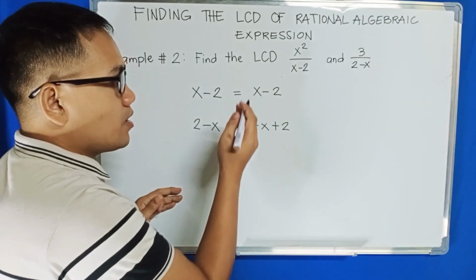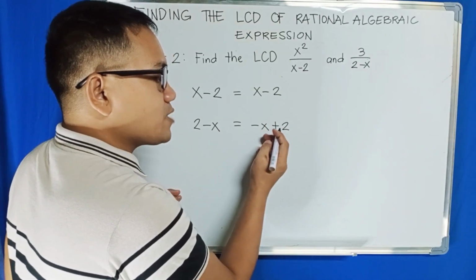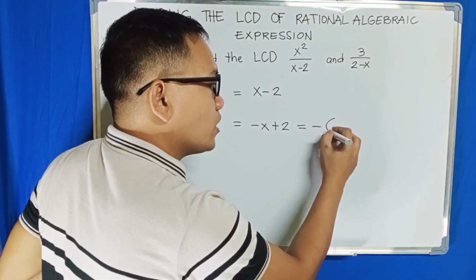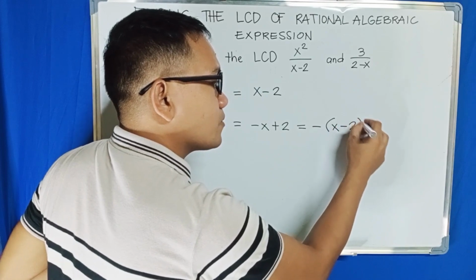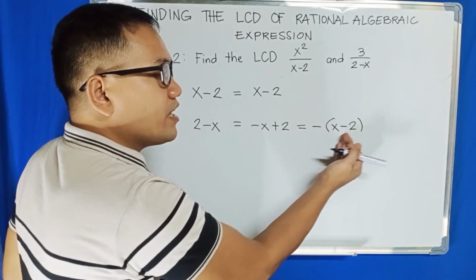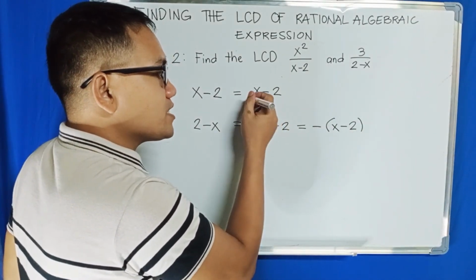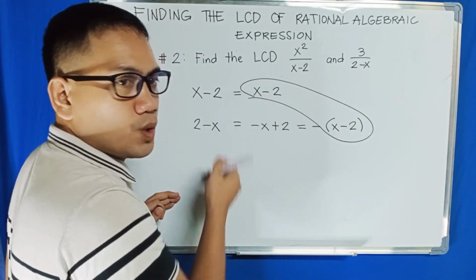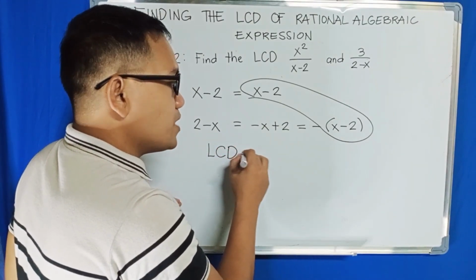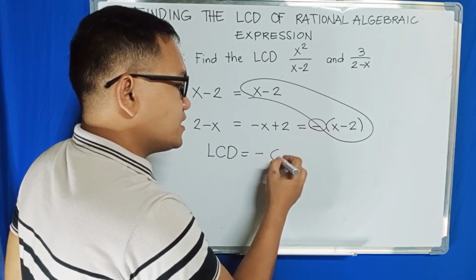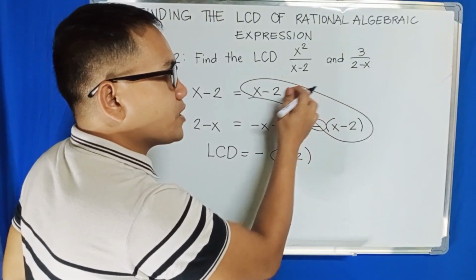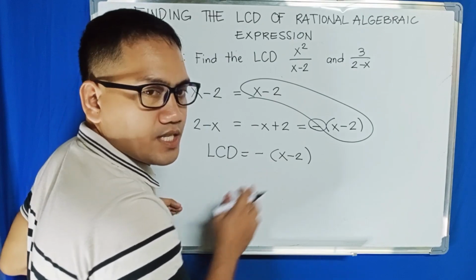plus 2. Then, we can also factor negative x plus 2 by factoring out the negative symbol. This is equal to negative times quantity x minus 2. So if we factor out the negative symbol out of negative x plus 2, we have the remaining expression x minus 2, which is similar to x minus 2 of our first denominator. So our LCD would be the negative symbol and x minus 2. Therefore, the least common denominator of our given expressions would be negative quantity x minus 2.